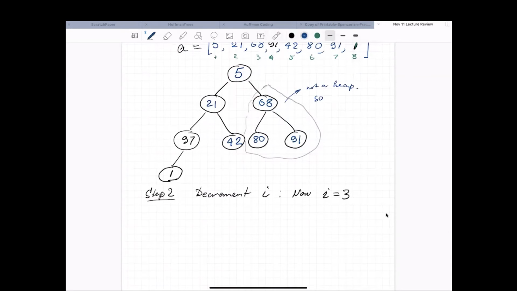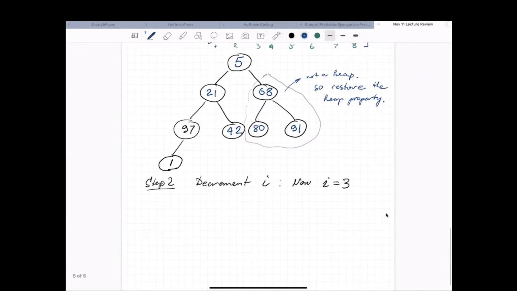So restore the heap property. How do I restore it? This is where you want to compare the children's values, right? Yes, exactly. So 68 is smaller than 80, and both 80 and 91. So what do I do? You would compare 80 and 91. You'd say 91 is the greater one. And then since 68 is less than 91, you swap those. So 91 will be greater than 80 and 68.